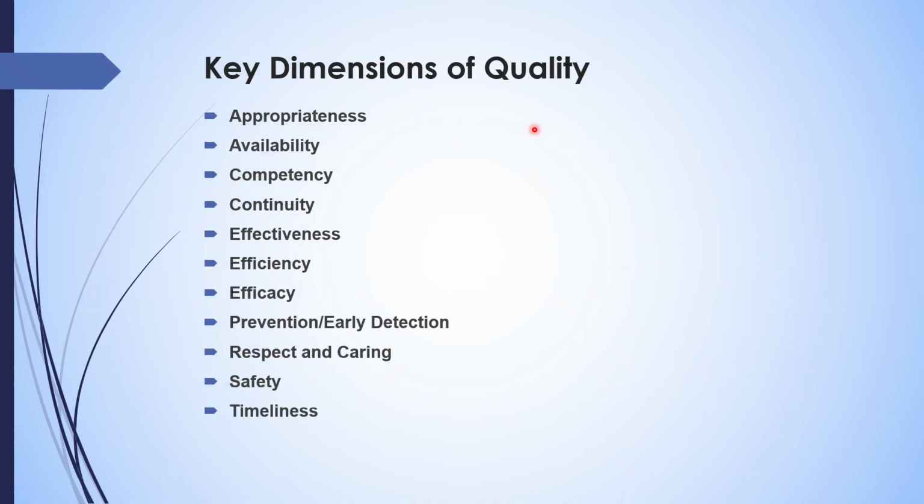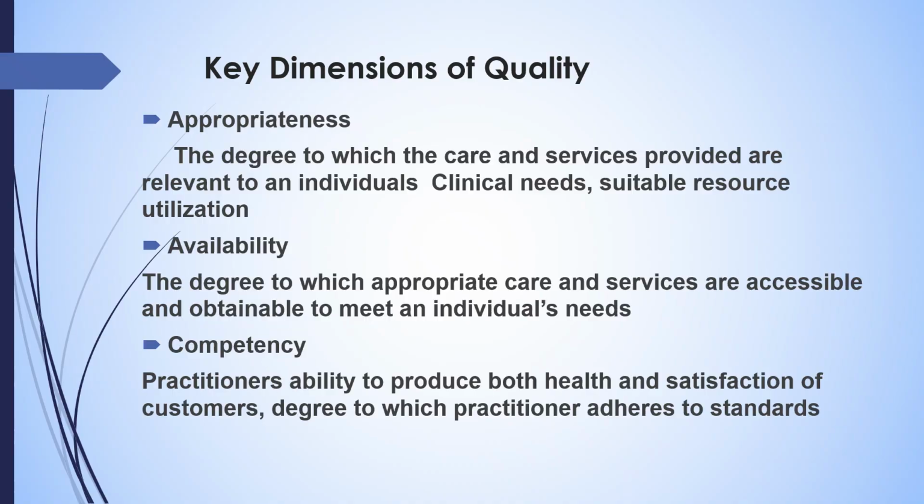So let's talk about key dimensions of quality. The dimensions of quality are appropriateness, availability, competency, continuity, effectiveness, efficiency, efficacy, prevention or early detection, respect and caring, safety, and timeliness. Let's talk about them one by one. Appropriateness means the degree to which the care and the services provided are relevant to an individual's clinical needs, suitable resources utilization. That's called appropriateness. So the degree to which the care and services provided are relevant to an individual.